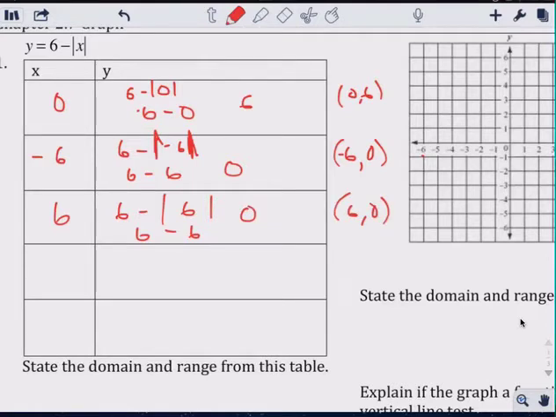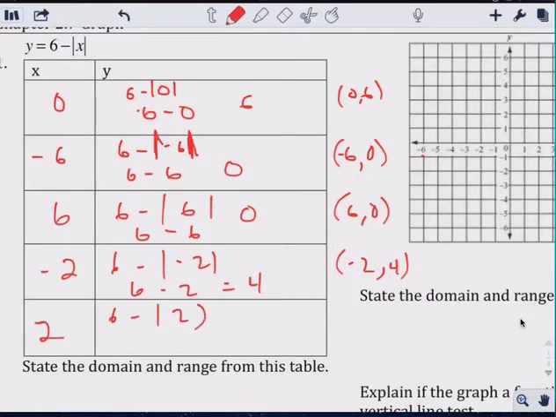Another one would be, let's say, negative 2. 6 minus absolute value of negative 2 gives me 6 minus 2, which is 4. So negative 2, 4. My last one is positive 2. 6 minus absolute value of positive 2 is 6 minus 2, which is 4. So 2, 4. Okay?